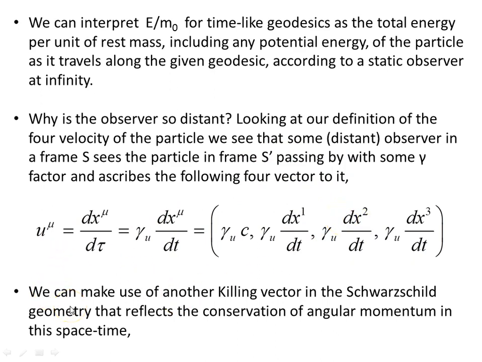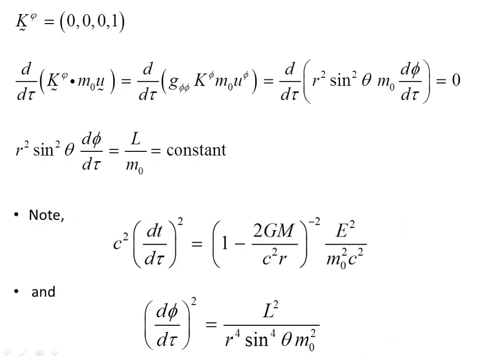It might be helpful to think of it that way. So you can see here's an observer at infinity looking at this object and ascribing this forward velocity to it, and then all the previous calculations we saw. We can make use of another Killing vector in the Schwarzschild geometry that reflects the conservation of angular momentum in this spacetime. Here's one in the phi direction, the azimuthal direction.